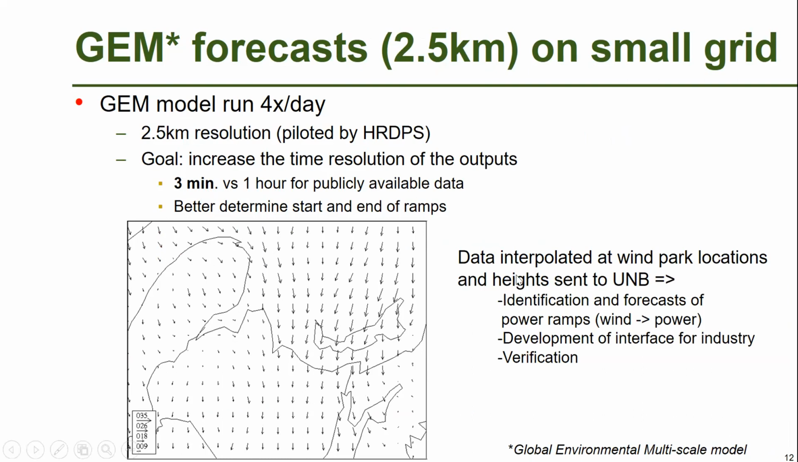And from these runs, we interpolate the data at wind park locations and heights, and we send it to UNB, which works on identifying and forecasting power ramps. So going from wind forecast to power forecast. And they also work on developing an interface for the industry, and they also perform some verification work. And let us mention that we are doing this in an experimental mode, but we are looking at the possibility of also running small grids at more locations in the country and outputting the results every 3 minutes, and to make these results available on the same type of platform that I showed you before for the icing forecasts.